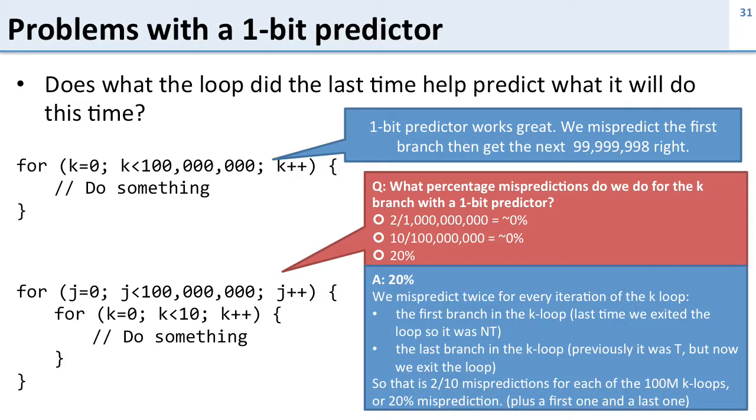Well, the answer here is 20%. So we're going to mispredict twice for every iteration of the loop. The first time we go around the k loop, we're going to mispredict because the last time we went around, we exited the k loop, so we're going to predict it's not taken. And then we're going to go around 8 times in the k loop until we get to the last iteration of the k loop. And on the last one, we're going to mispredict that we go around again when we really exit. So that's 2 mispredictions for every 10 branches in the middle loop. So that's 20% misprediction rate.